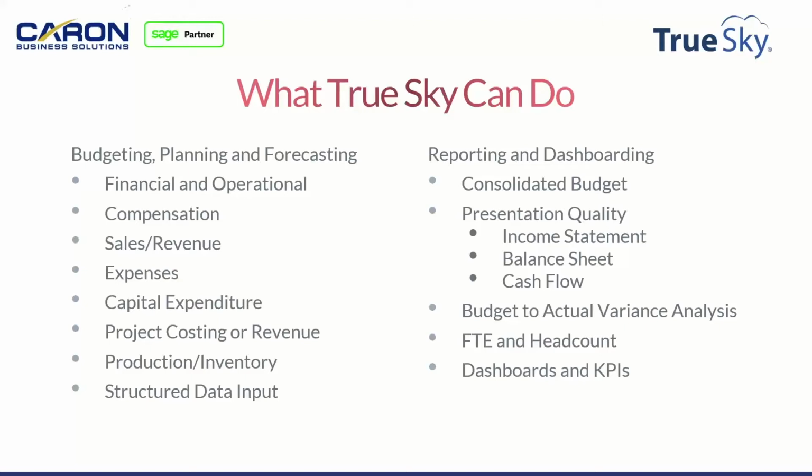On the other side of the coin, we are also a reporting and dashboarding and analytical tool. So you can do any kind of consolidated type budget reports, presentation quality reports, including income statements, balance sheet, cash flows, full financials as well. Budget to actual type variance, if you're doing compensation, things like FTE and headcounts, as well as dashboards and KPIs. So again, just trying to give you a flavor of some of what we do. This is by no means everything that we do.